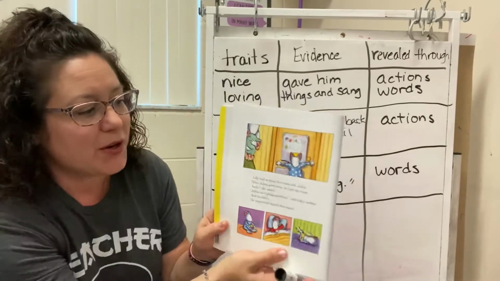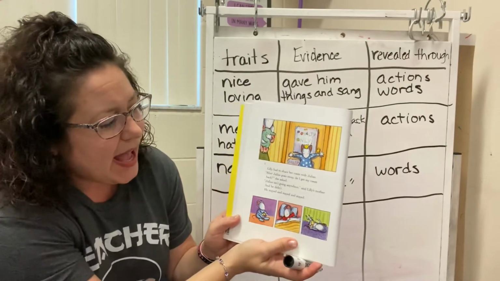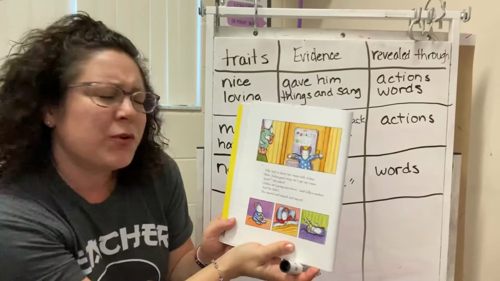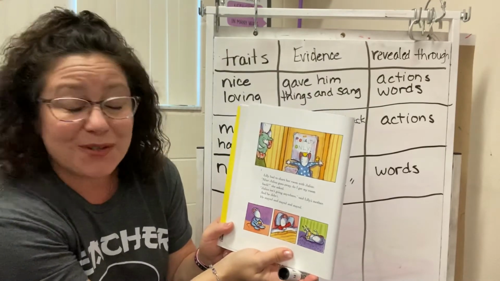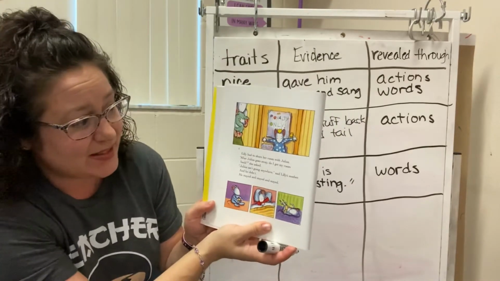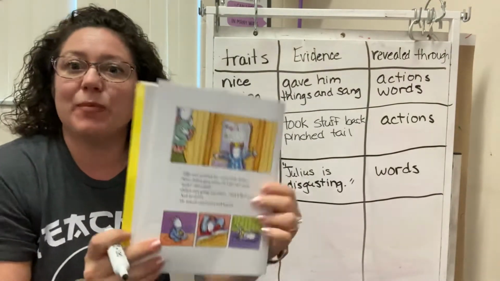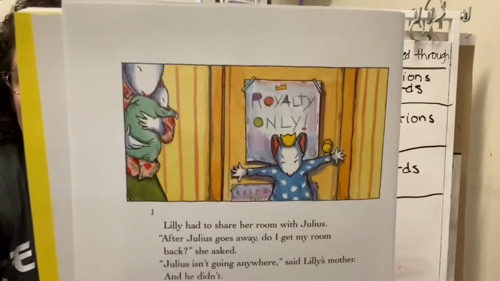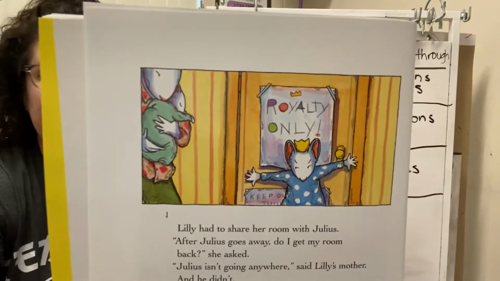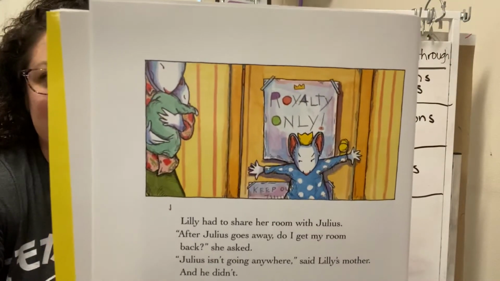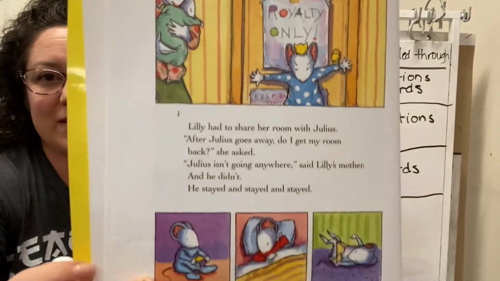Lily had to share her room with Julius. After Julius goes away, do I get my room back? She asked. Julius isn't going anywhere, said Lily's mother. And he didn't. He stayed and stayed and stayed. Well, yeah, he's the brother. There's the top part. She wants her room back. She's tired of sharing. Does anyone share with their brother or sister?